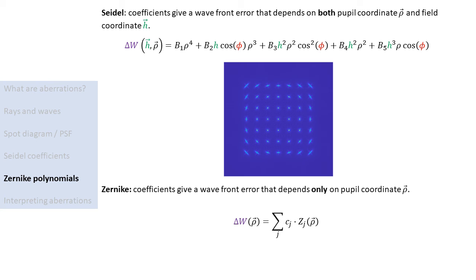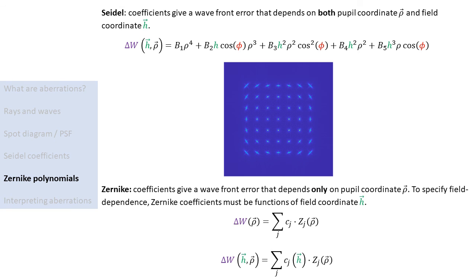That is, they can be used to describe a wavefront error, but not how that wavefront error depends on the location of the point source. If we want to specify this dependence, we would have to define for each point source location a separate set of Zernike coefficients. However, the limitation of the Seidel aberrations is that they assume that the imaging system is rotationally symmetric. The Zernike decomposition does not need to make such an assumption.